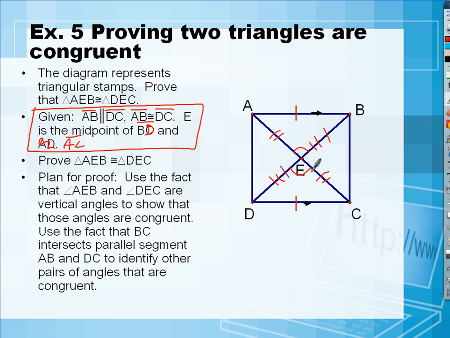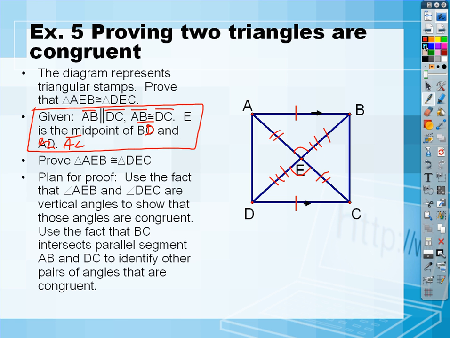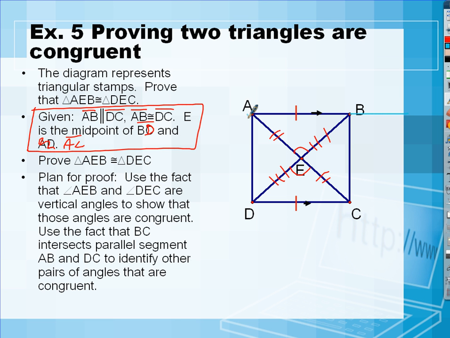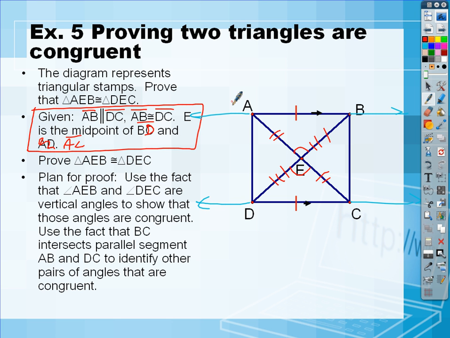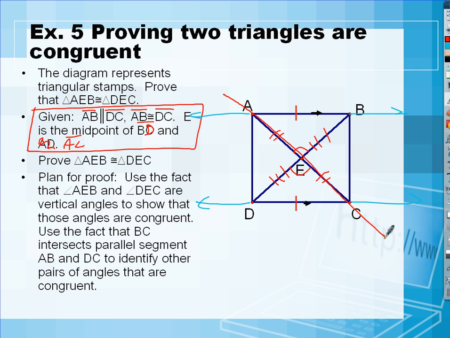What might be helpful here, this always helps me, is if we extend these sides out and make them look like lines. Then look, I've got two parallel lines cut by a transversal. There's my transversal, right? So going back to chapter 3, what do we know? If two parallel lines are cut by a transversal, what's the relationship between angle EAB up here and angle ECD down here? What do we call those?